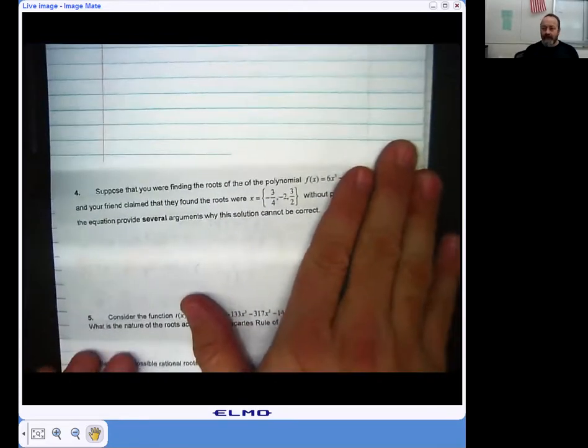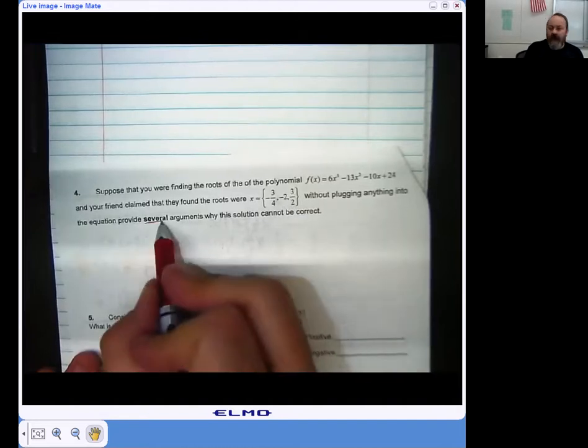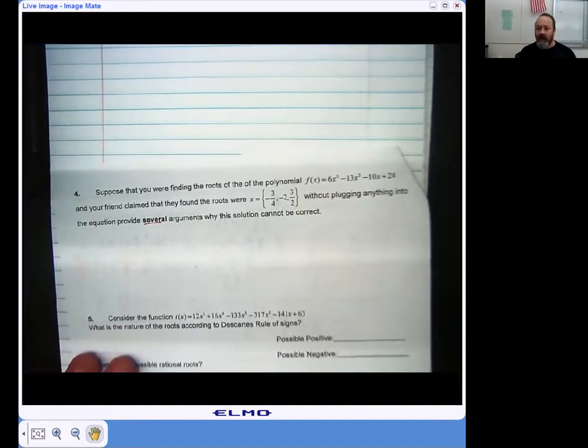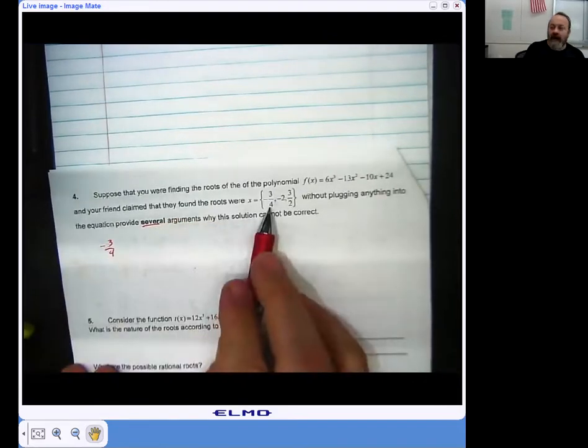Now, the last question for this first video is question number 4. You have a friend that's looking through this problem, and they claimed the following answers, and I wanted to come up with a couple, and honestly, 2 would be pretty good, but 3 is even stronger. And the first thing that I notice is that -3/4 is not a good root.